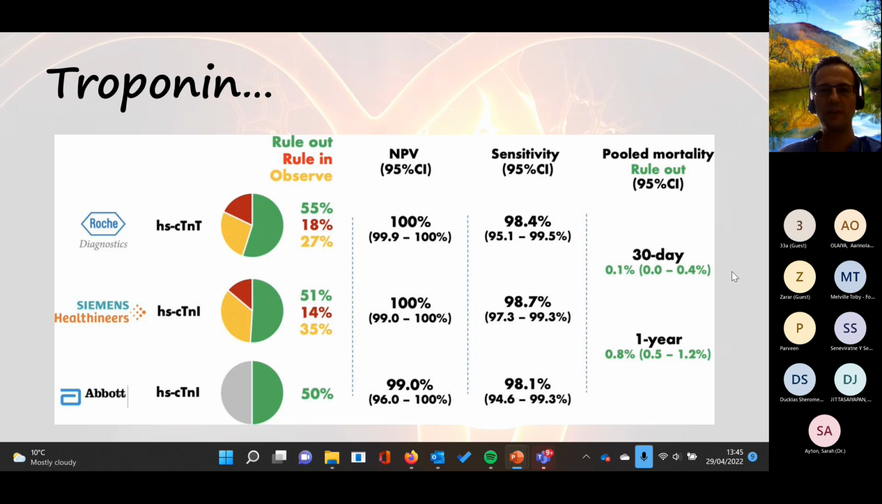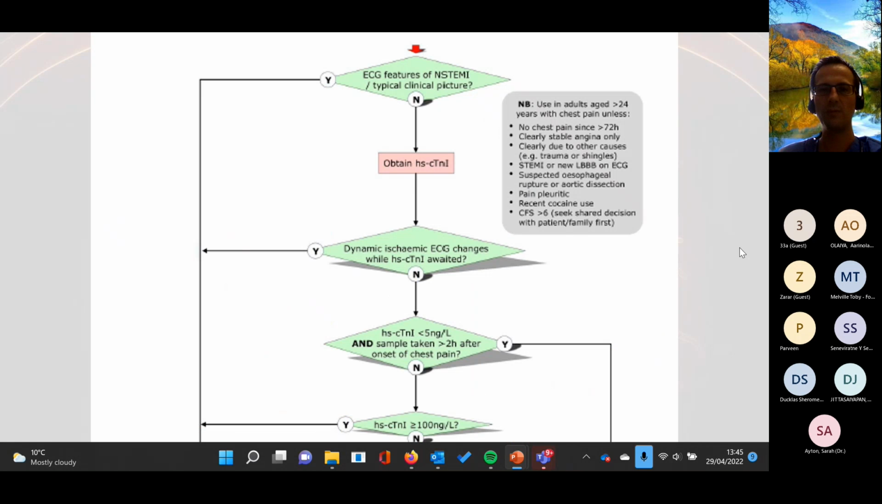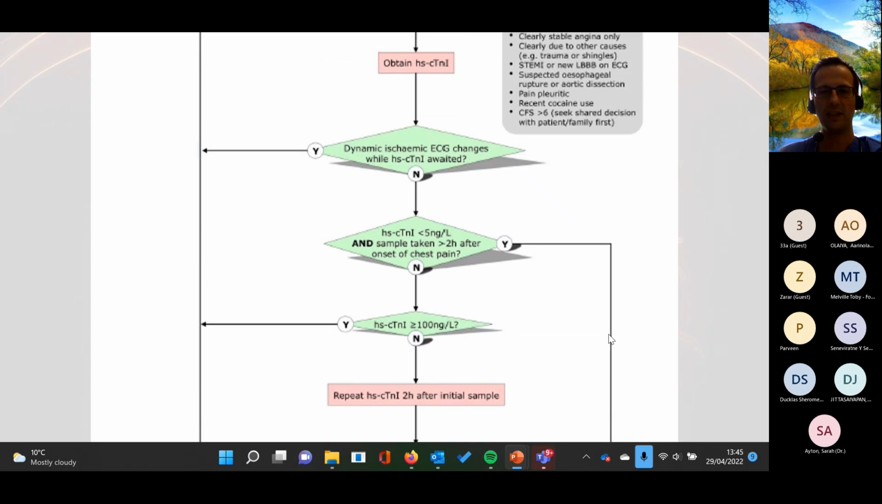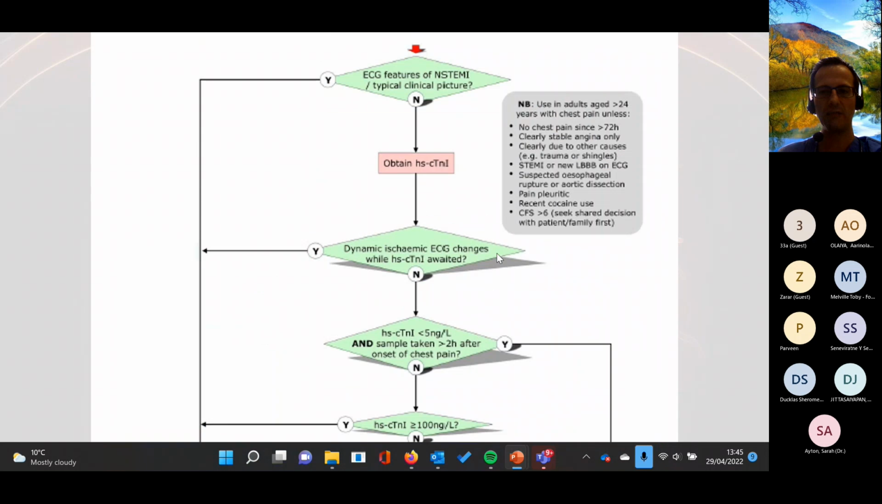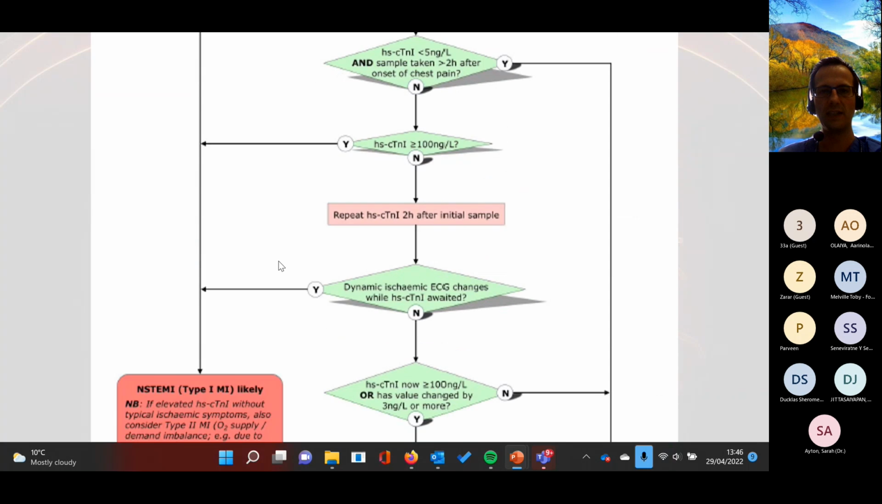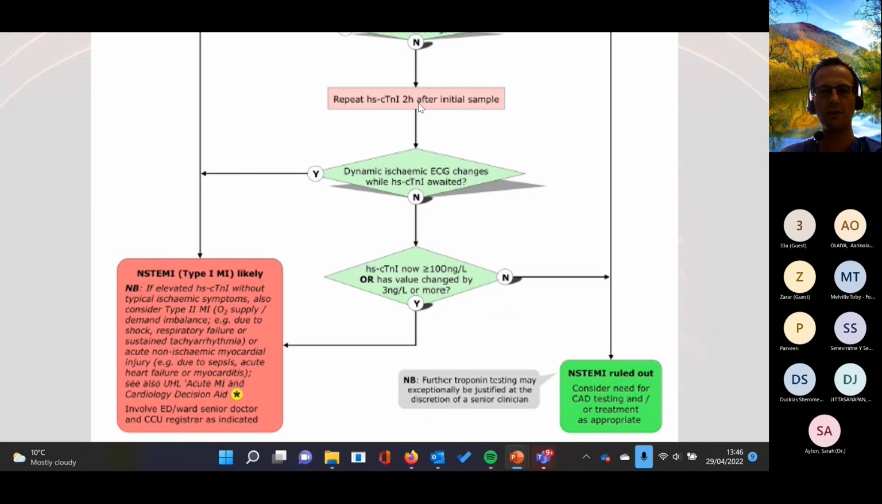There are lots of different troponin tests available. The one we use, we do our high sensitivity troponin. We look out for dynamic ECG changes while we're waiting for it. If it's less than 5 and the sample was taken over 2 hours after the onset of pain, then we can rule out an STEMI. If not, then we can look, is it over 100? If it's over 100, that's our threshold for it being an NSTEMI. If not, we repeat it after 2 hours.